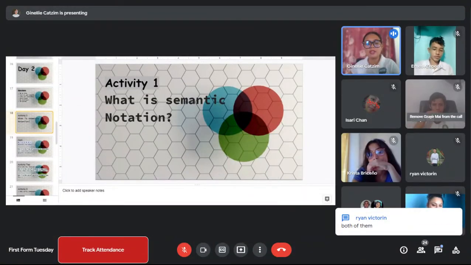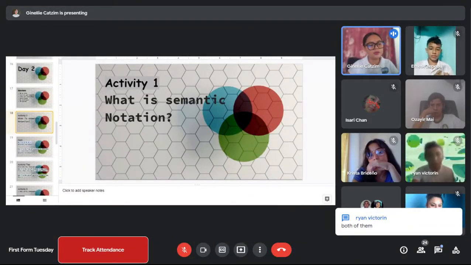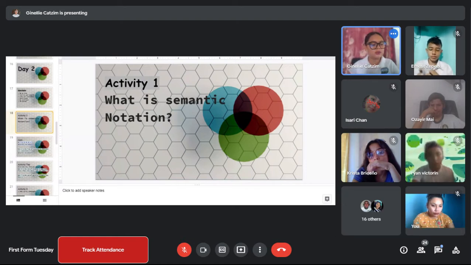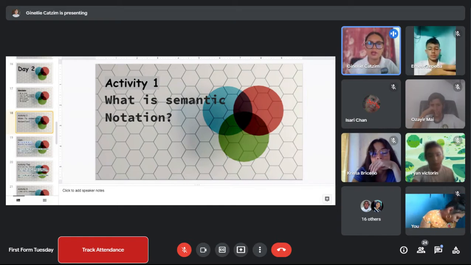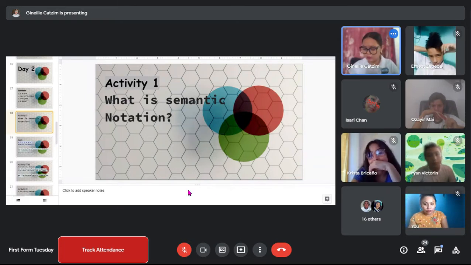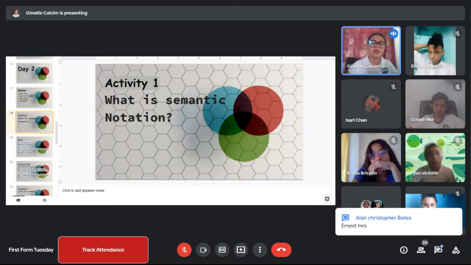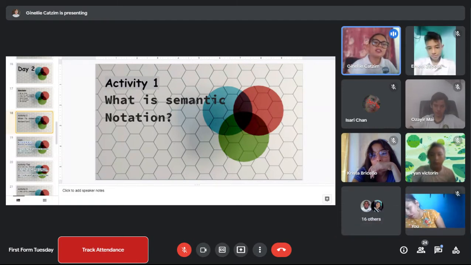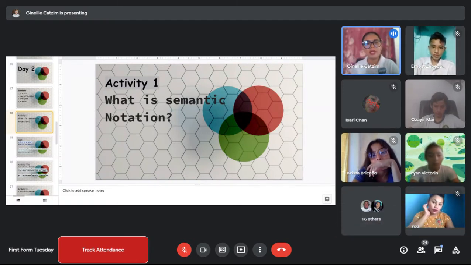Giving their thoughts about semantic notation. Both of them, says Ryan. Okay. Who else wants to give it a try? I only have 4 feedback about it. Marielle says A equals to A, E, I, O, U. Go try, Marielle, but that is not semantic notation, right? Alan says Ernest. Okay. Remember that I told you semantic notation has 2 basic things, right?